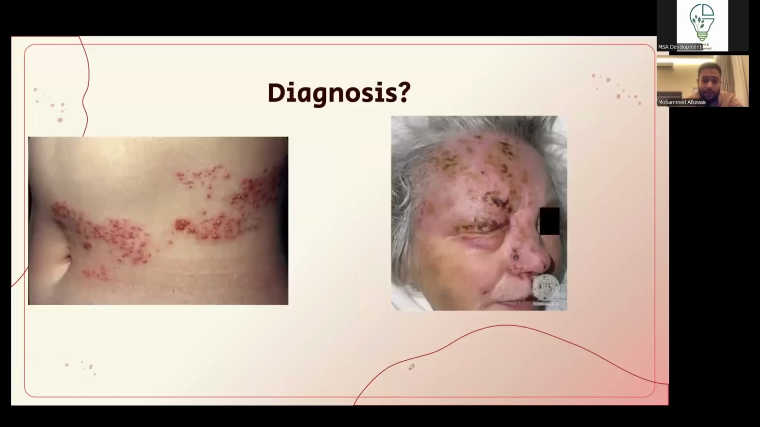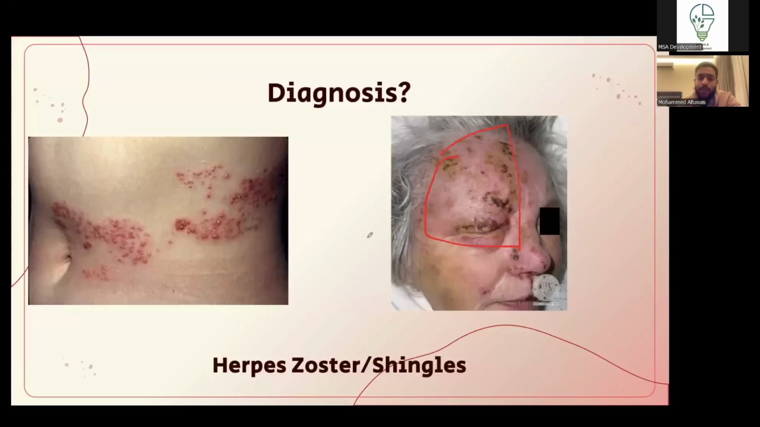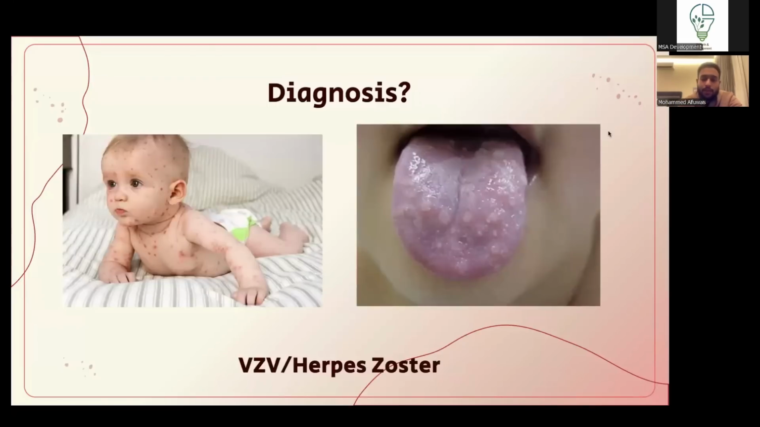Now, if this varicella zoster remains latent, it can activate later on in adults and it affects this. What do we call this? Shingles. What if it affects the first cranial nerve? What do we call this? Herpes zoster ophthalmicus. Good.